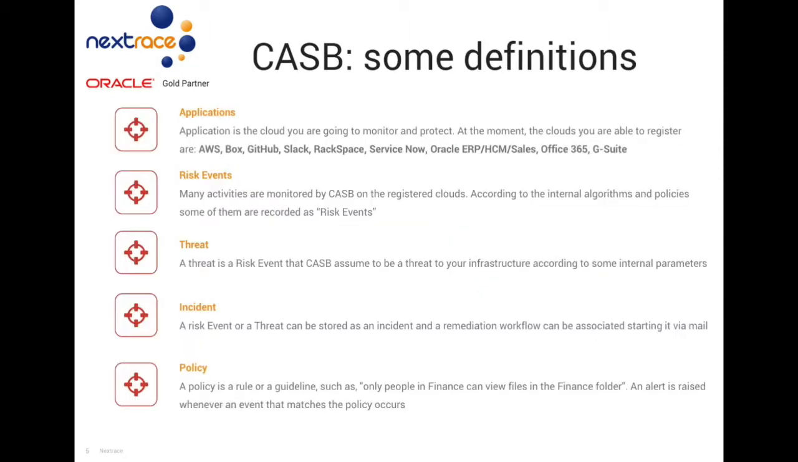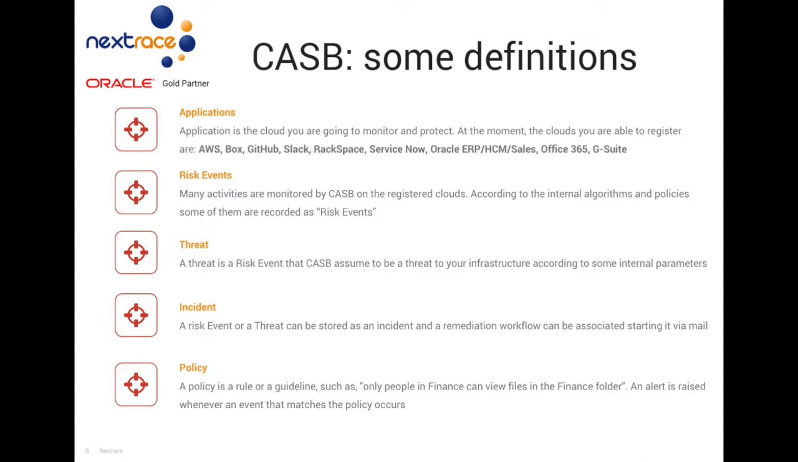Here are some definitions, very quickly. Applications. They are the clouds you are going to monitor. Risk events. According to the policy and internal algorithms, monitored activities are reported as risk events. Threat. A risk event is reported as a threat where the internal algorithms, according to certain parameters, evaluate it as such. Incident. Risk events and threats can be managed as incidents running remediation workflows.